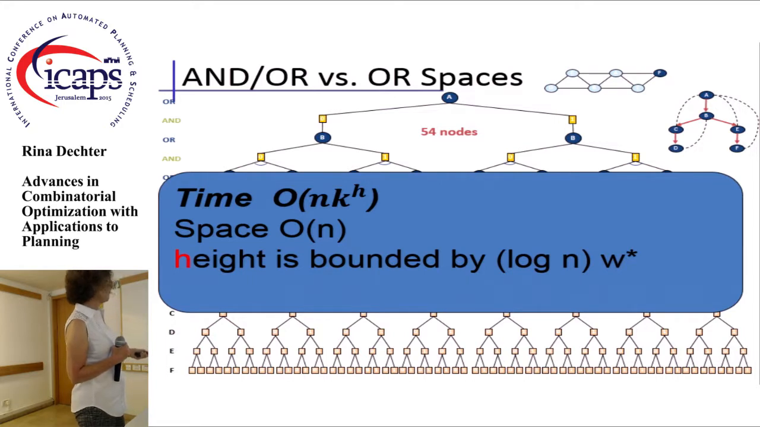In the tree width, you have exponential in tree width times linear in the number of functions. And here you have basically n squared times... Why n squared? Because exponentially log n is n. And you have this n times k to the h.